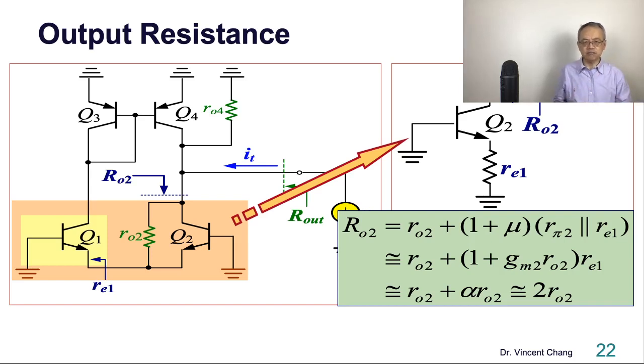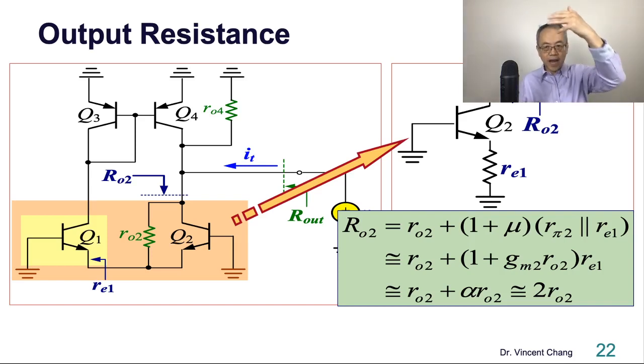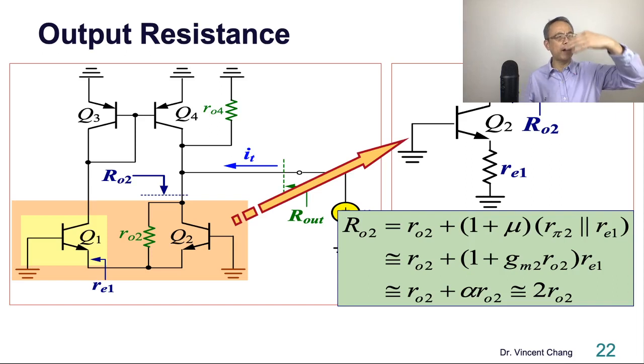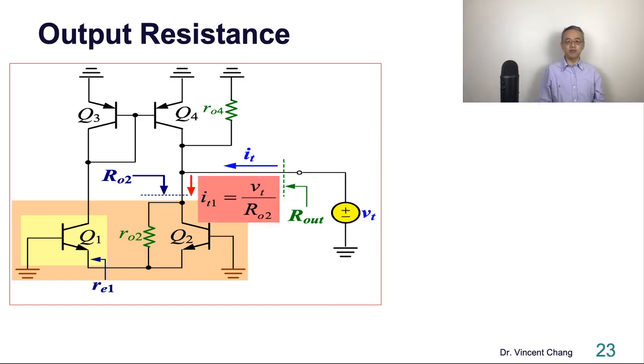Have you ever thought about the double? So the capital R2 is the green R2, the double of the individual R2. So it's not multiplied, R2 is not multiplied by 50 or 100. It's multiplied by 2. It's double. Therefore, if the equivalent resistance of the orange block is capital R2, now the current going down, the red current, is VT divided by R2.